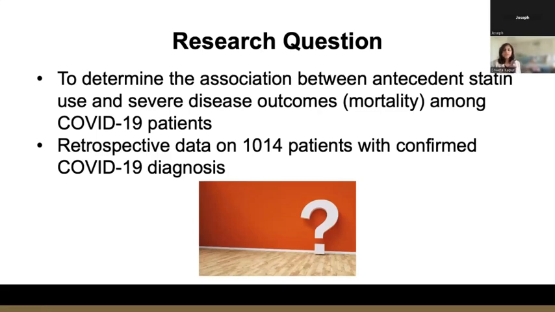So I'll just be discussing some aspects of this study, which would probably be relevant to the discussion we've had so far today. And the part of the research question that I would be discussing today was to determine the association between antecedent statin use and severe disease outcome. And today I'll just be discussing mortality among COVID-19 patients.